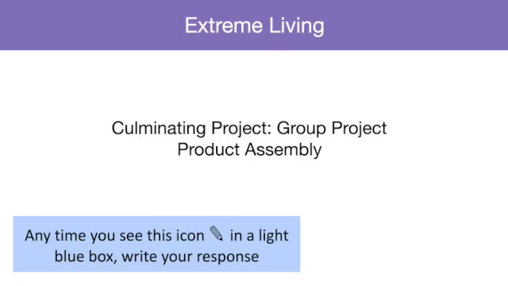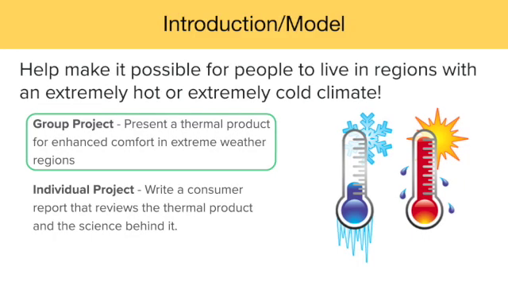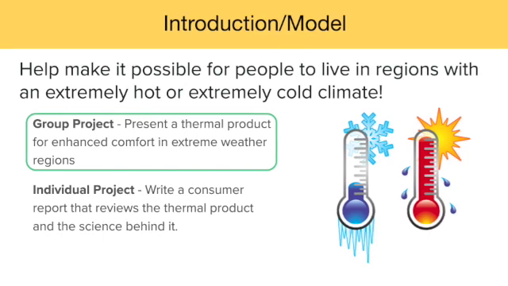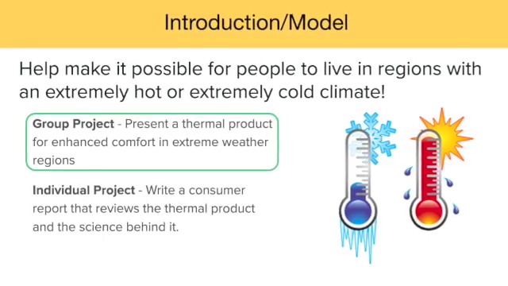On day 59, students will begin the culminating project for the unit. This project ends the extreme living unit, giving students an opportunity to synthesize all of their learning through all 5 unit tasks, plus the initial liftoff task. The culminating project consists of 2 parts, a group presentation and an individual report.